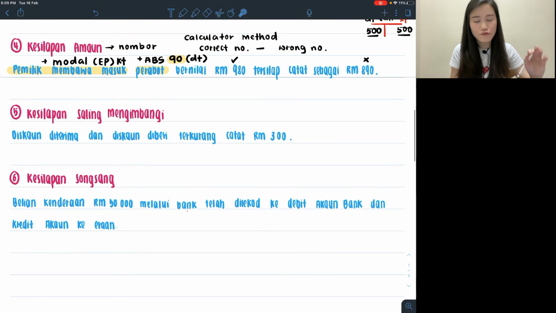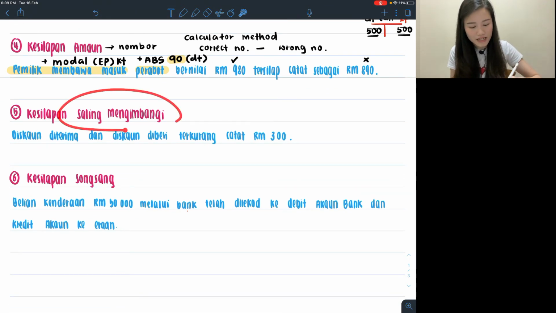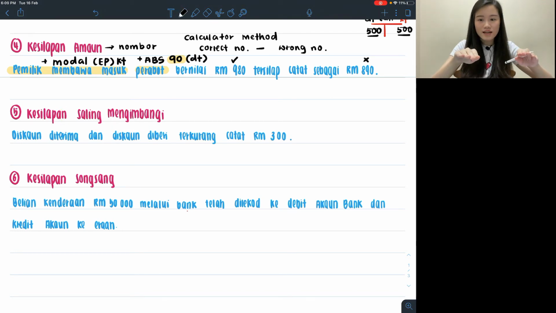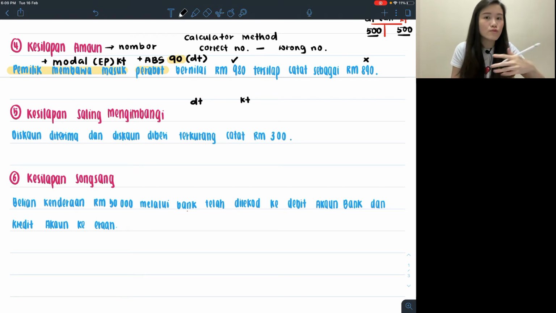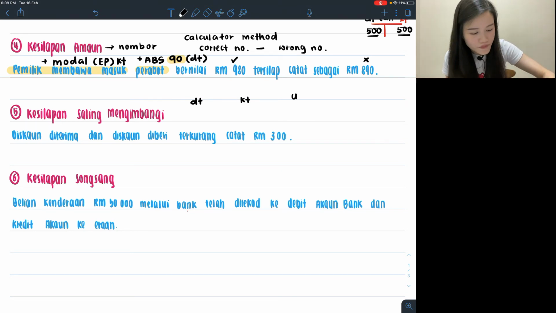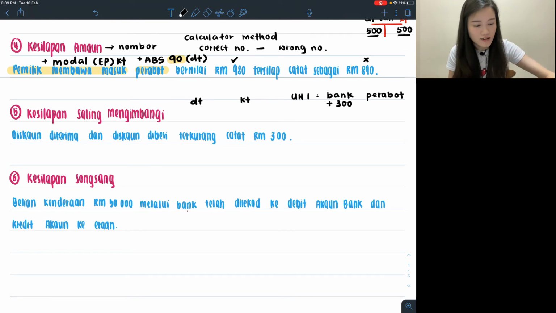Okay, now moving on, kesilapan saling mengimbangi. Saling mengimbangi stands for helping each other, accidentally helping each other to balance. So what does that mean? Example, my debit side and my credit side. Let's talk about urus niaga that are non-related at all. Urus niaga number 1 is supposed to be bank and perabot. So my bank is supposed to increase by 300, while perabot is supposed to decrease by 350.